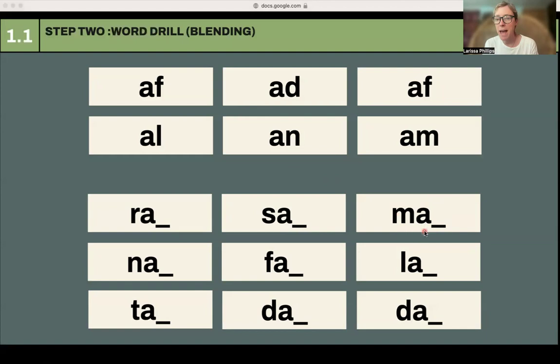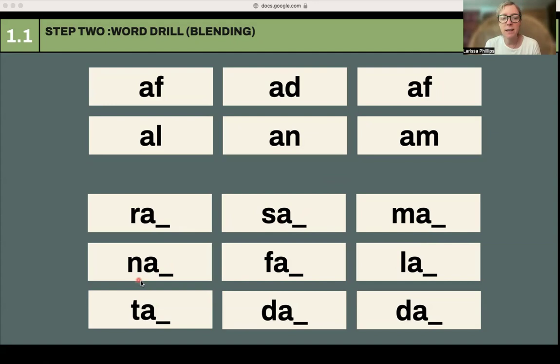Ma. The reason we do this blending exercise is because for years I worked with students blending and saw that they had so much trouble blending the sounds together, and especially those first two sounds. So now we work on it right away, and it makes a huge difference.